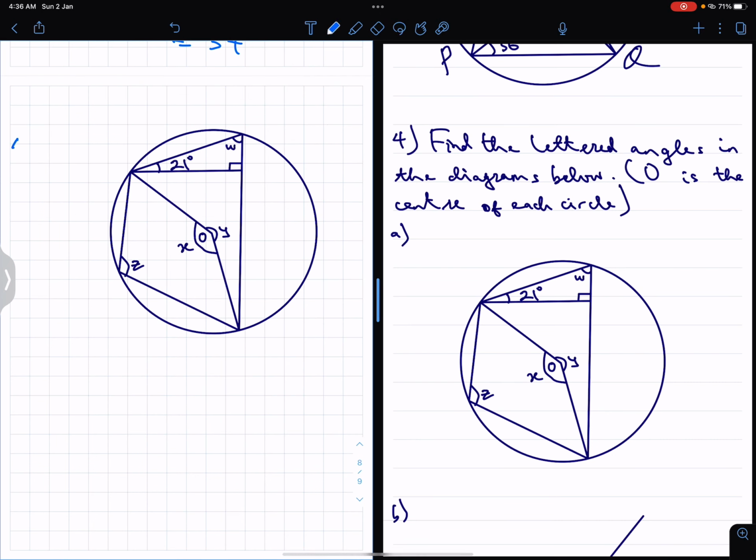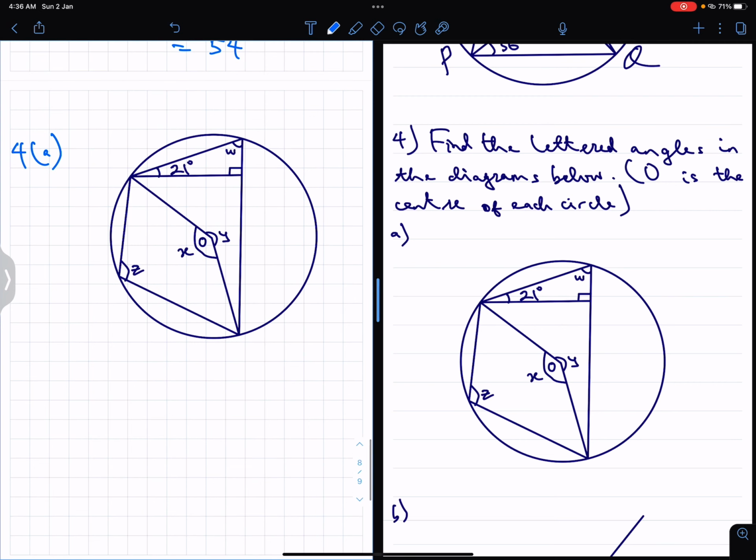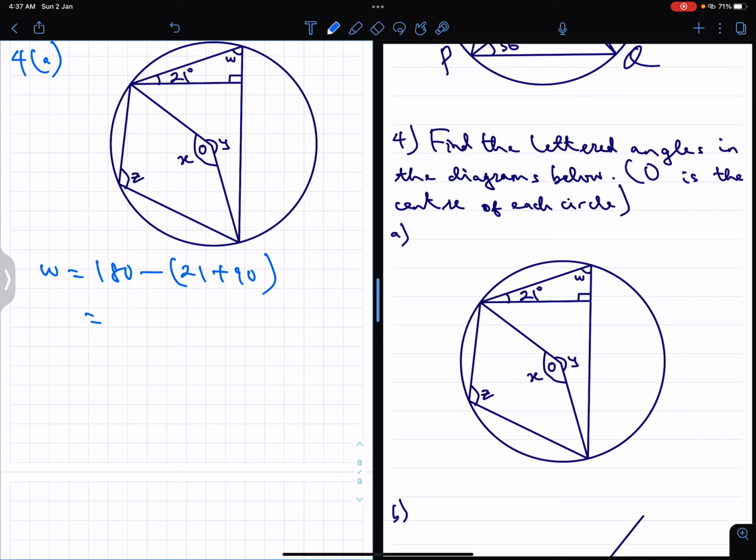That's 4A. Find the lettered angles. First of all, W equals 180 minus the sum of angles 21 and 90 degrees. And the reason for that is the sum of angles in a triangle. 180 minus the sum of 21 and 90. That's 180 minus 111, which is 69 degrees.